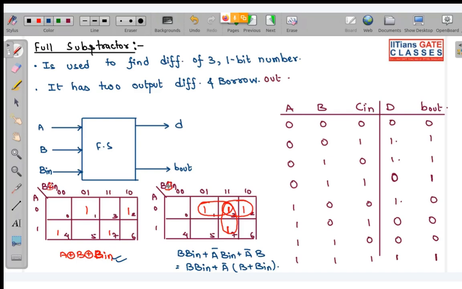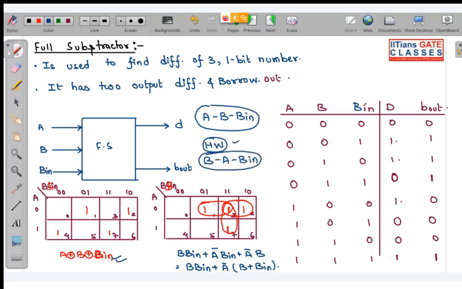So this is for your full subtractor. We have calculated this, look, again I have written C in over here. This is not C in, I am very sorry. This will be B in. So I have done this for A minus B in. This I have solved. Now leave some space. Your homework will be to calculate for B minus A minus B in. For this one you need to calculate.